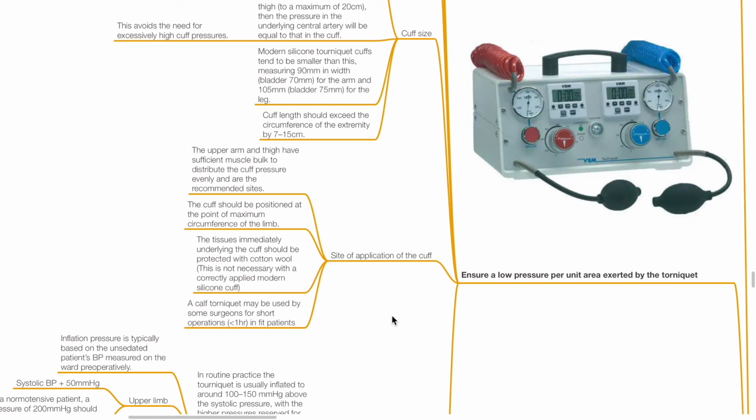The upper arm and thigh have sufficient muscle bulk to distribute the cuff pressure evenly and are the recommended sites. The cuff should be positioned at the point of maximum circumference of the limb. The tissues immediately underlying the cuff should be protected by cotton wool. This is not necessary with correctly applied modern silicone cuffs. A cuff tourniquet may be used by some surgeons for short operations, less than 1 hour, in fit patients.